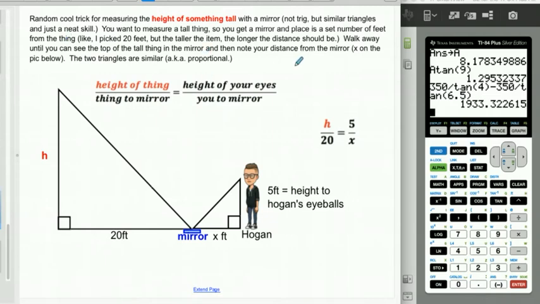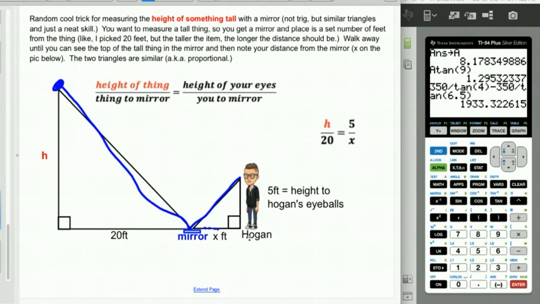If you want to measure the height of a tall thing, you get a mirror, and you place it a set number of feet, whatever feet you think are reasonable, away from the tall thing. I picked 20 feet. The taller the thing is, the farther away you probably want to go. It depends. It's up to you. So I place the mirror 20 feet away, and then I walk until, when I look back, my eyes look in the mirror and see the top of the thing, right? So I walk back till I see that.